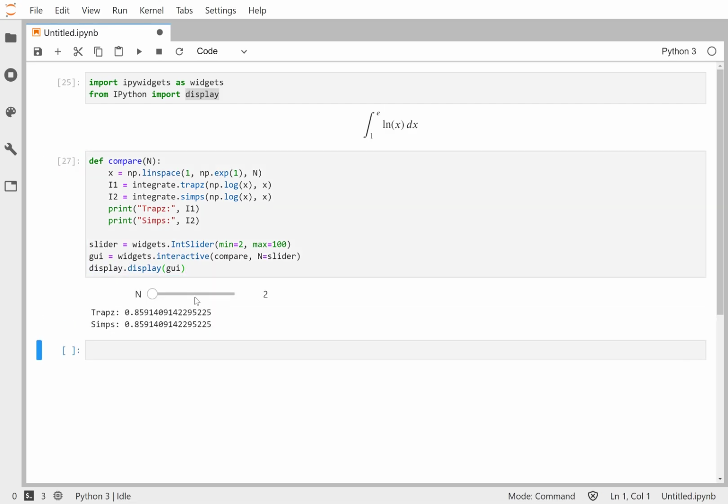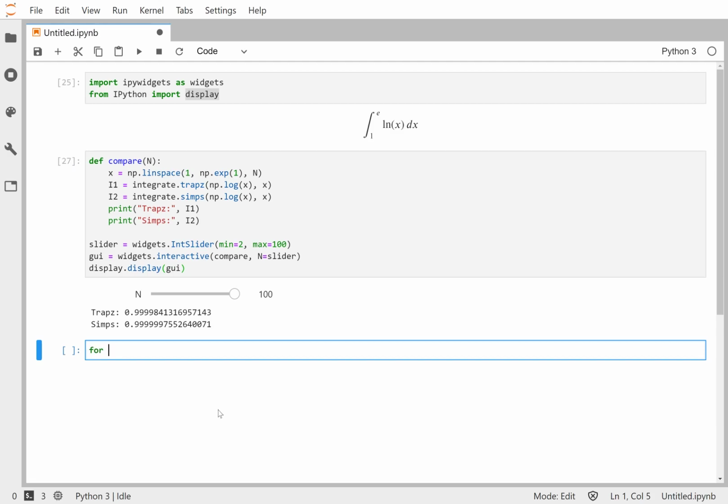Okay, so with 2 data points, it looks like we've got basically the exact same answers. But as we start increasing the number of data points, we start to see that the values differ. And the answer is supposed to be 1. So we see Simpson's Rule is winning here. We go out to maxing out here at 100 data points. So it's a nice interactive way to check the accuracy, and it gives us an excuse to use our widgets.